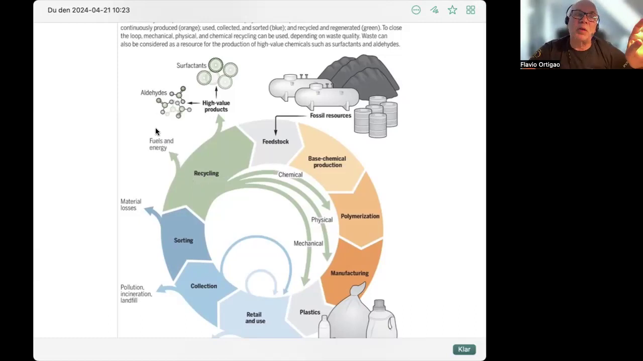When you burn, you are producing CO2. So you have some emissions here, which can be very problematic. Many countries and cities don't want to have this process, but this is not recycling.